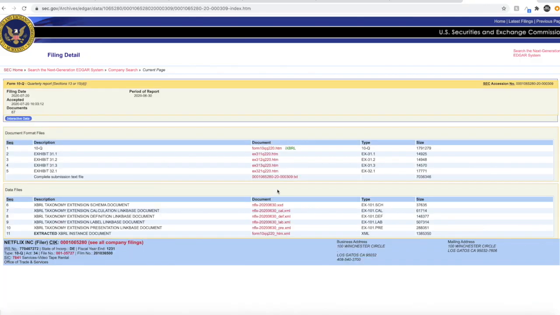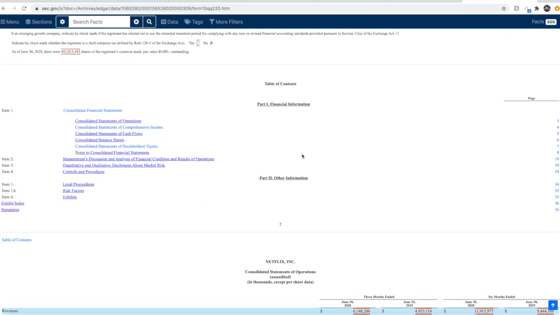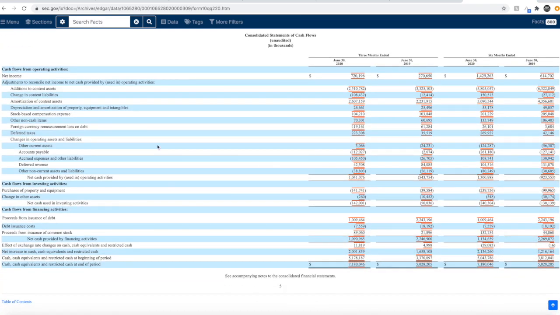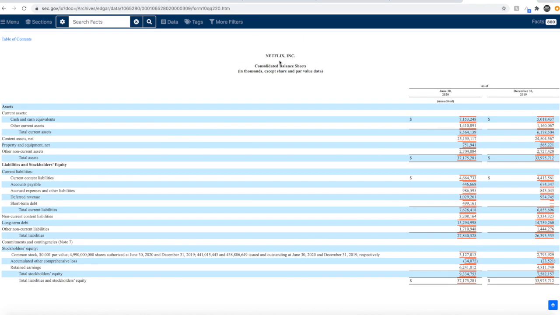You can then click on their 10Q or 10K. The 10Q is their most recent quarterly report, and their 10K is their most recent annual report. Both of these documents will have their financial statements, and if you scroll down, you'll eventually find the balance sheet of the company. This is Netflix's balance sheet from their most recent quarter of June 2020.